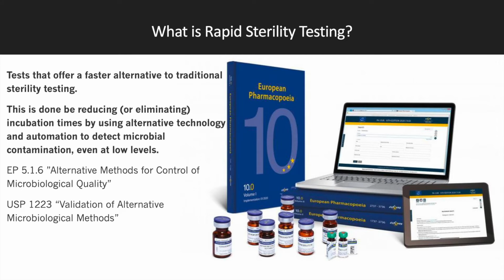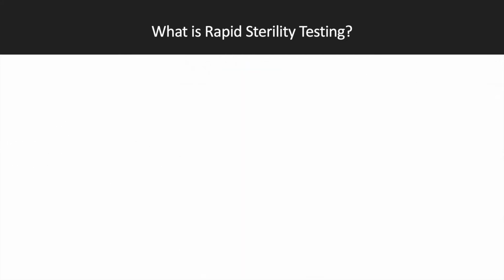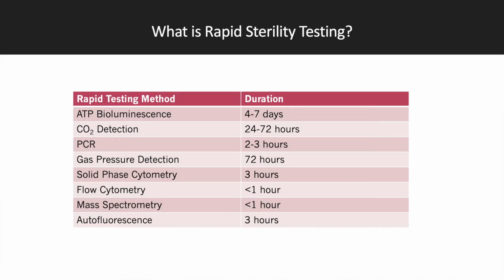Now, many rapid sterility methods have been developed over the past 20 years or so. So here's a few examples. You've got ATP bioluminescence, CO2, colorimetric detection, PCR, gas pressure detection, solid phase cytometry, flow cytometry, mass spec, autofluorescence, and you can see there's a massive difference in the time that these tests take compared to the traditional sterility test, which is 14 to 21 days. These are all less than 7 days. Most of them can be done within a day.